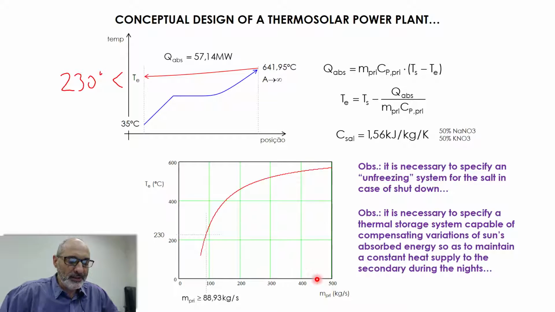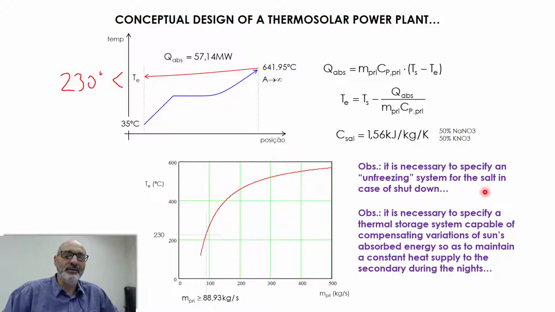So what I want for this flow rate is the minimum flow rate, the smallest flow rate that gives me a temperature above 230 degrees. That's why I'm making this calculation. So 88.93 is the limit flow rate to have temperatures above 230 degrees. Okay, so two observations.